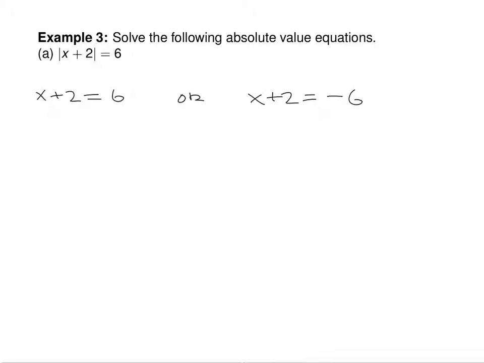Because I understand that you can kind of guess and check this first one in your head, right? You can think, what number plus 2 makes 6, right? And so what number is that? 4. So one answer is x equals 4.